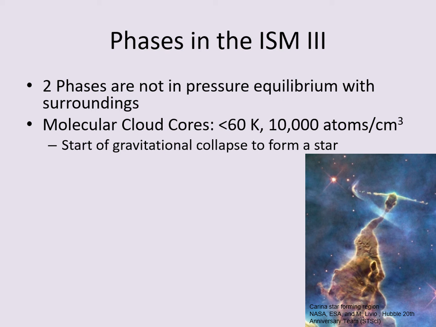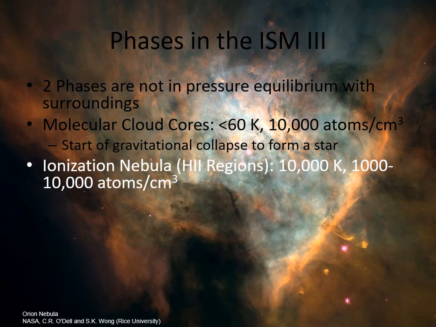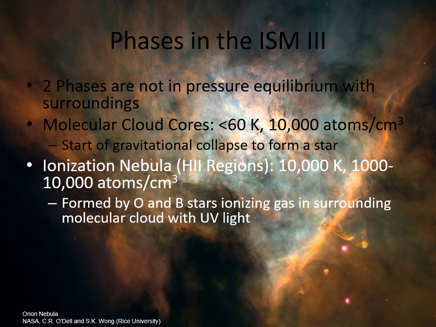In the last chapter, we saw that this is the first step in the process that leads to the formation of a star, returning the gas that originally emerged from a dying star millions of years earlier. Another non-equilibrium phase of the ISM is found in star-forming regions, ionization nebulae. An ionization nebula forms when a hot O or B star forms in a star-forming region.